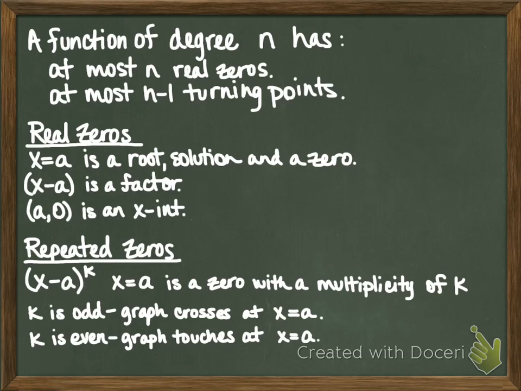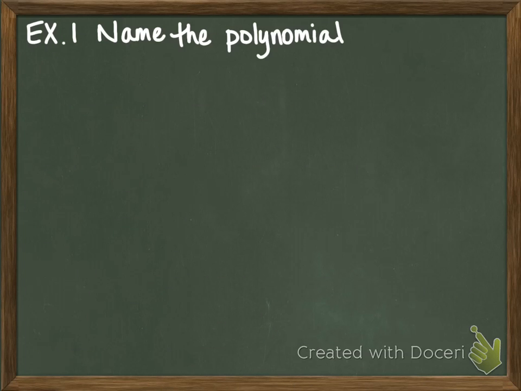So all of these things are going to help us. If I can look at the equation of a polynomial and figure out all these things, then I have a visual in my mind of what it's going to look like before I actually graph it. So let's go back through this and look at some examples. Let's start by naming a polynomial.